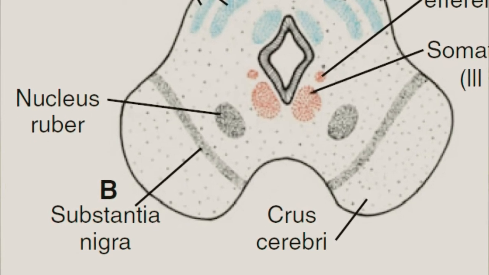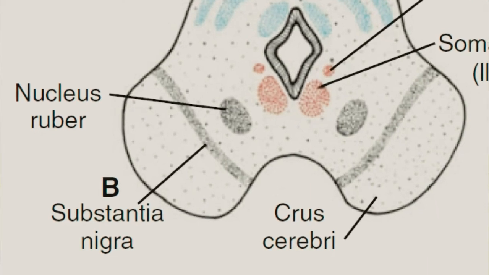The crus cerebri is part of the midbrain, which will also form a path for passage of structures or fibers from the upper centers of the brain to the lower centers of the brain and down to the spinal cord. It's on the ventral side.